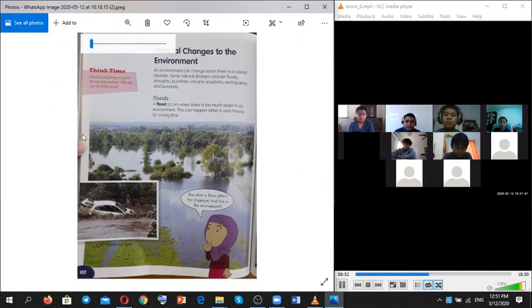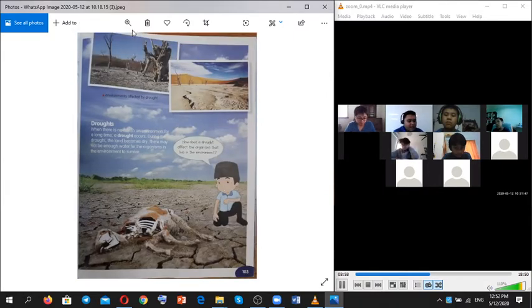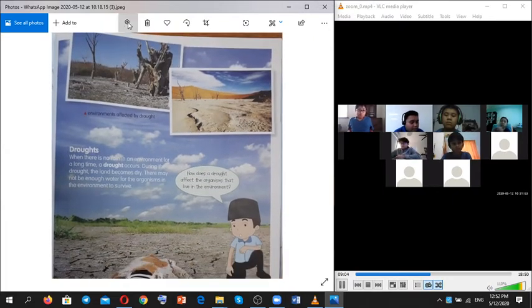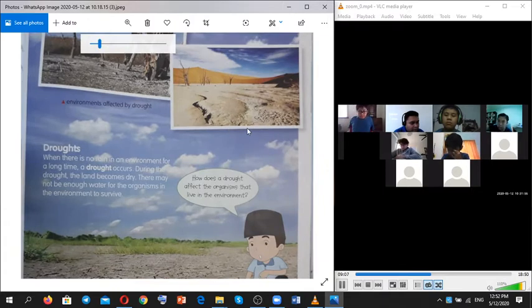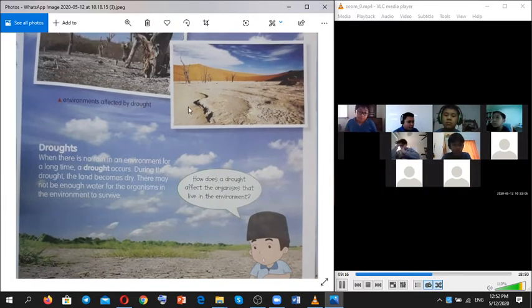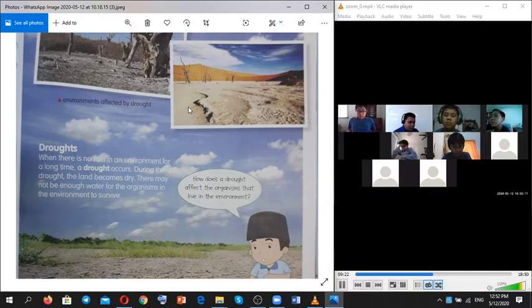Okay, let's move on to droughts. We have 10 minutes left. Sorry, I have to get in. I forgot to get in on Zoom with my phone. Hold on, guys. Okay, now I'm in with my phone, just in case my connection goes down.